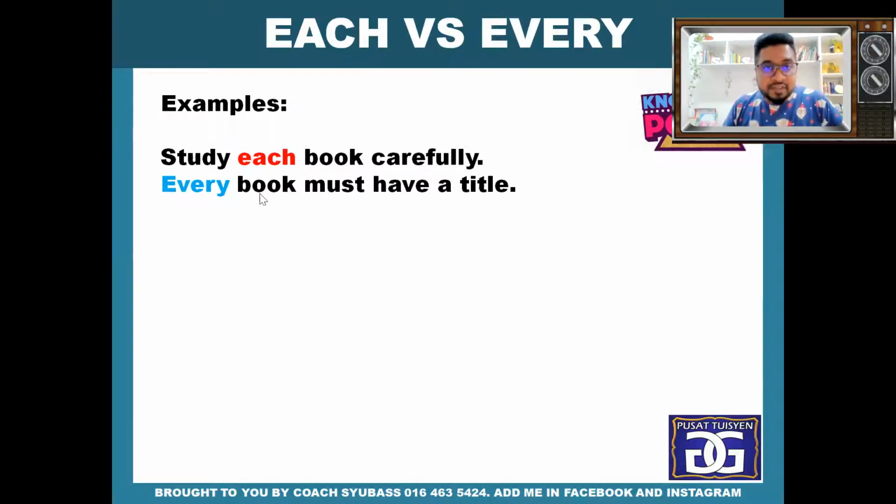So, every book must have a title merujuk kepada buku yang lagi banyak dari study each book carefully. Study each book carefully, mungkin saya bagi 3 buku dekat adik saya. Tapi every book must have a title merujuk kepada semua buku di dunia. Okay, itu bezanya. Tapi book tak ada S, book ini pun tak ada S, because each and every are always used as singular nouns together with singular nouns. Okay, the moment you add S, books, dia tak boleh guna each dan every dah.